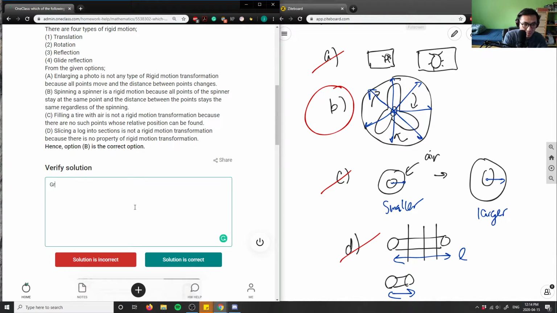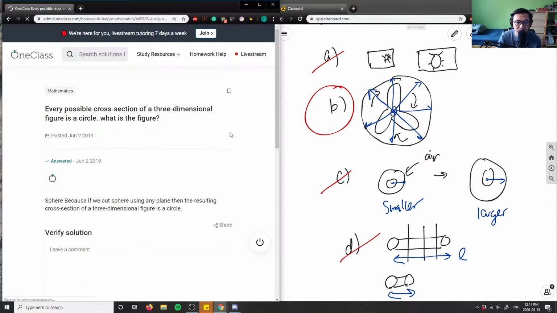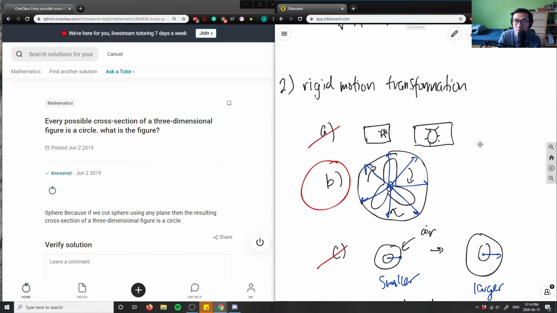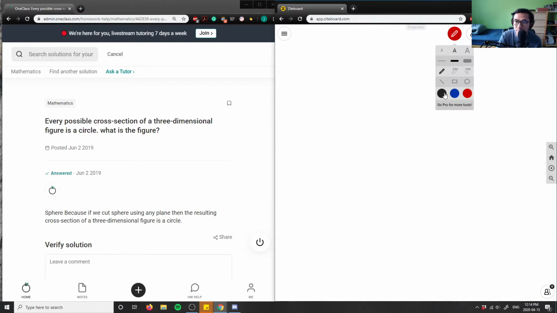So great logic and solution. This here is a great solution, and my solution here is correct. I drew it out because it's a bit easier to visualize, but this here is also correct as well. Okay, so that's number 2, I believe. Let's look at number 3.